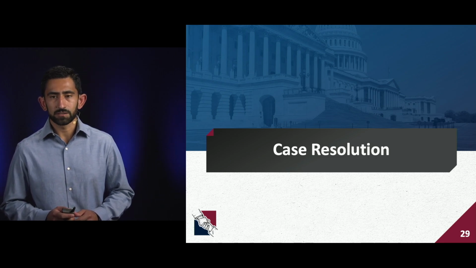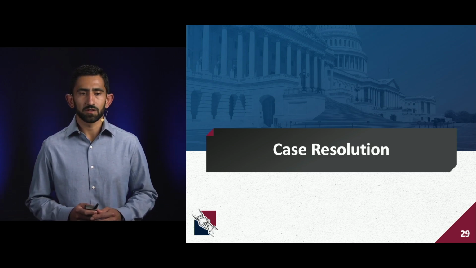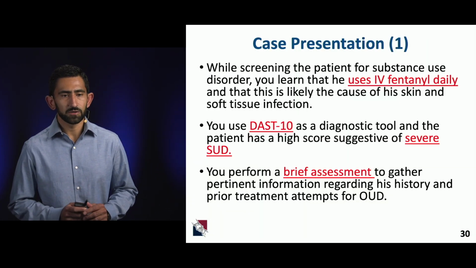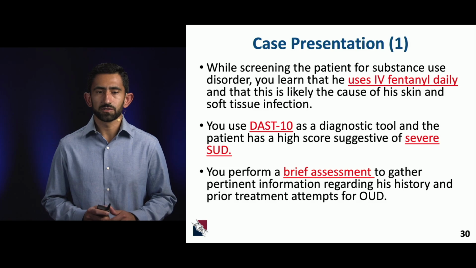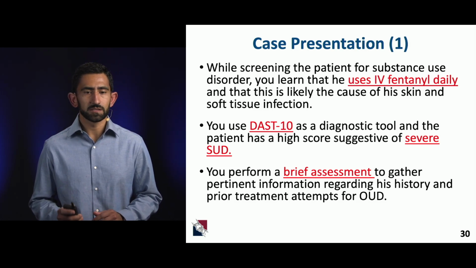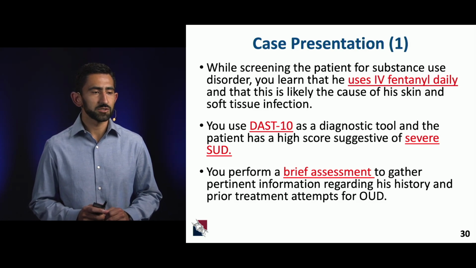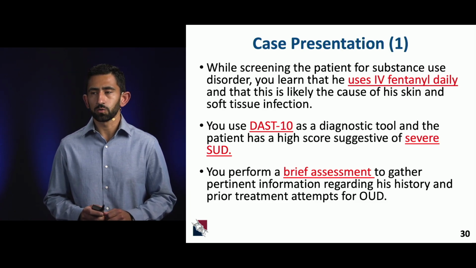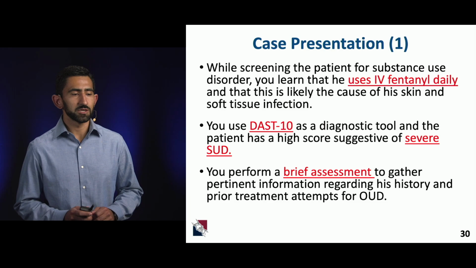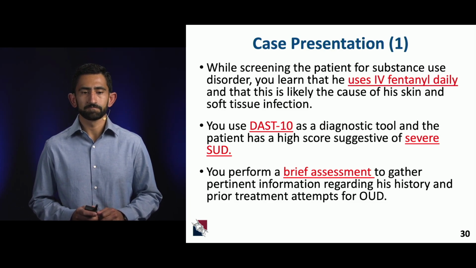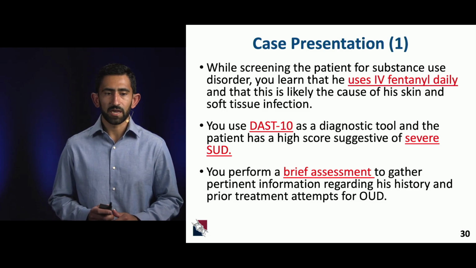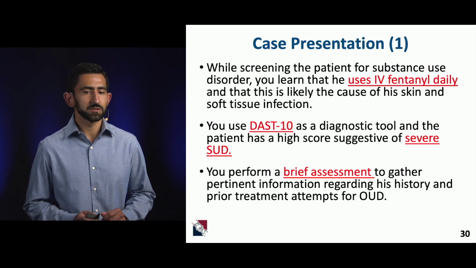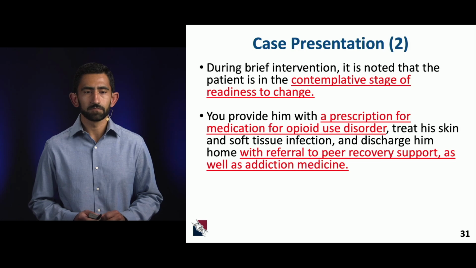Let's go back to our case of a 24-year-old male with cellulitis and abscess that resulted from injection drug use. While screening the patient for substance use disorder, you learn that he uses IV fentanyl daily and that this is likely the cause of his skin and soft tissue infection. You use the drug abuse screening test as a diagnostic tool, and the patient has a high score suggestive of severe substance use disorder. You perform a brief assessment to gather pertinent information regarding the patient's history and prior treatment attempts for opioid use disorder.